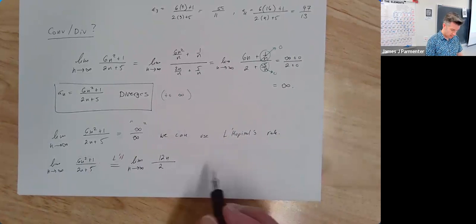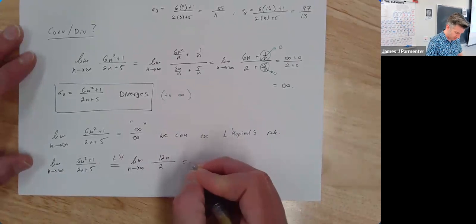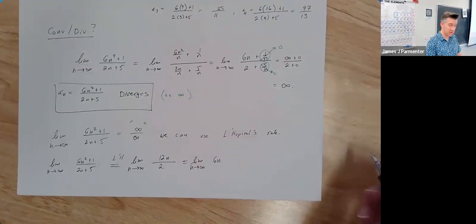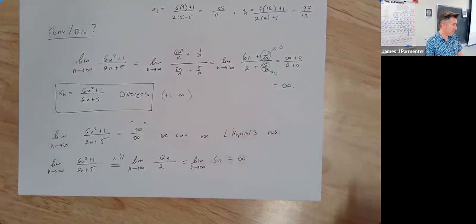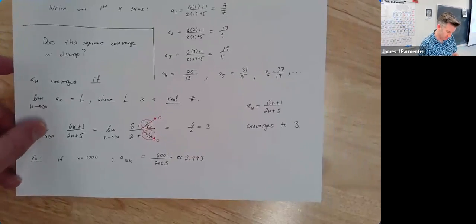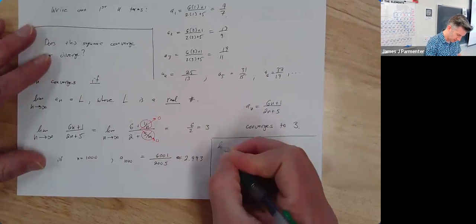And now you've got the limit as n goes to infinity of 12n over 2, or you might even rewrite it as the limit as n goes to infinity of 6n. But as n goes to infinity, 6 times n also goes to infinity. So this still shows the same result. The limit is infinity.